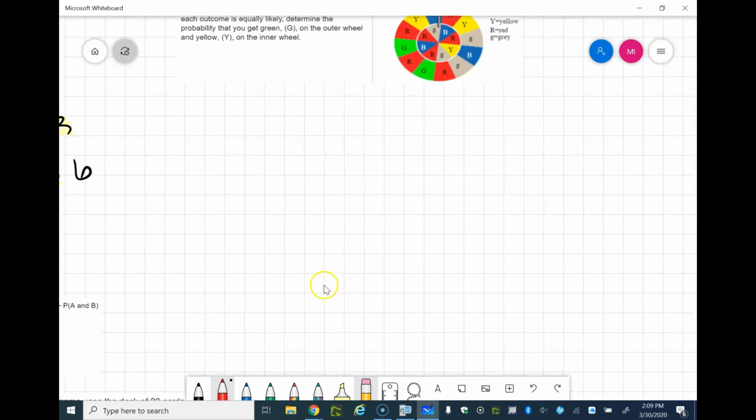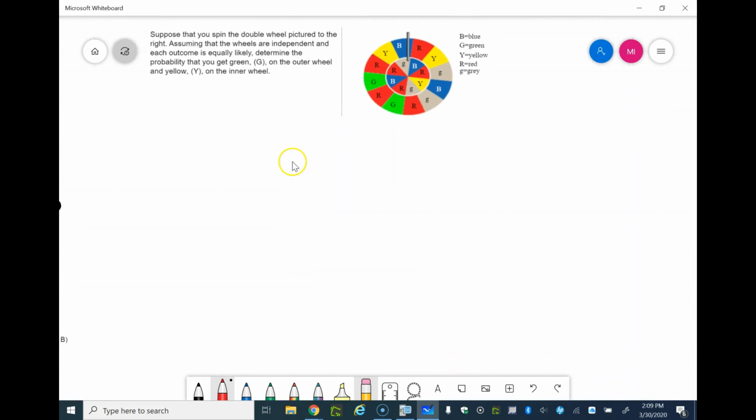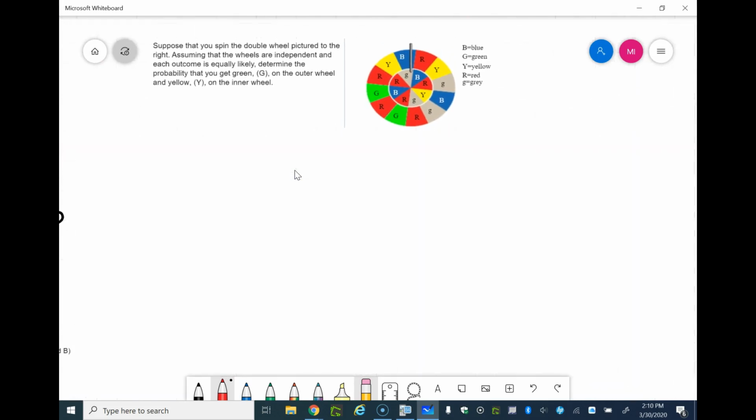Last problem we're going to go over is we're going to determine the probability that you get a green on the outer wheel, and so for n, remember the formula. It's just when we multiply. A yellow for the inner wheel. So let's start with the green.